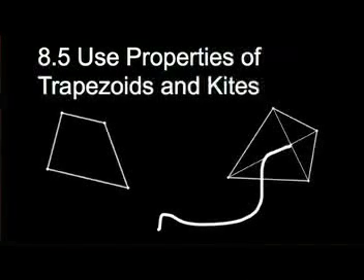All right, 8.5. Use properties of trapezoids and kites. Kites are figures you probably didn't use much in middle school, but we do talk about them in geometry. I've got a little string here. All right, let's dive into trapezoids.